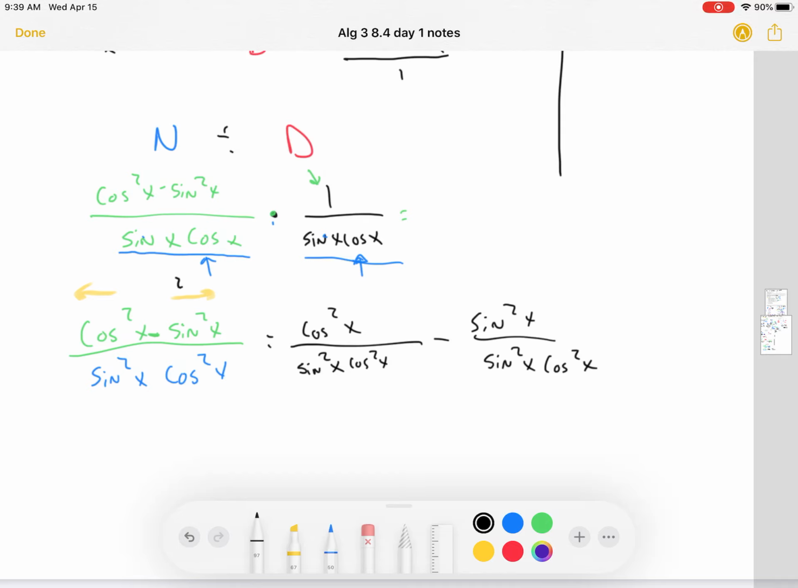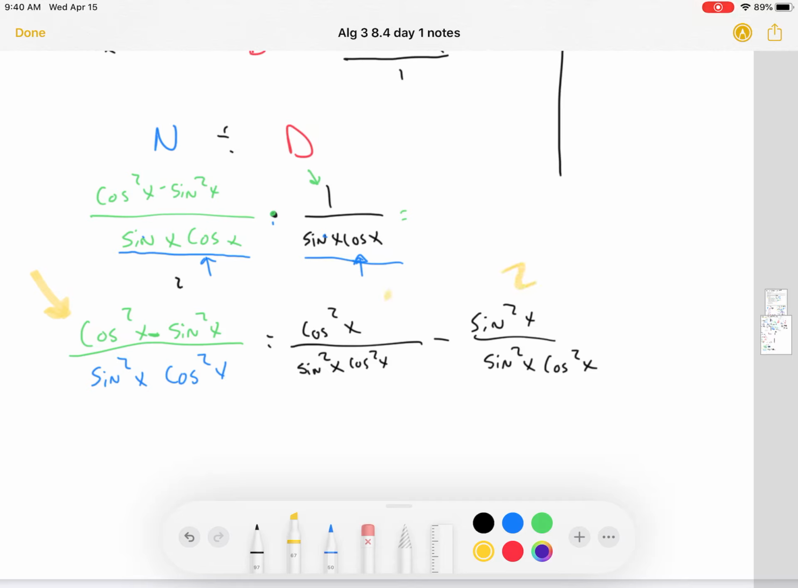Okay, why does that help me? Well, now I can start canceling. Before, when I was at this point, I couldn't just say, well, I got a cosine squared and a cosine squared, so I can cancel those out. I can't do that because of this minus sign, there's 2 terms up top and only 1 on bottom. I can't just start canceling things out.